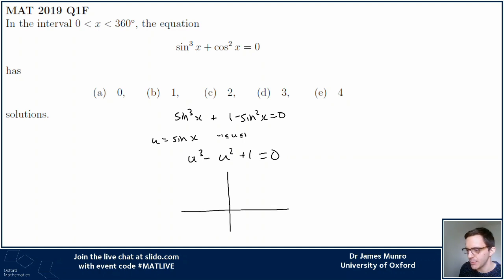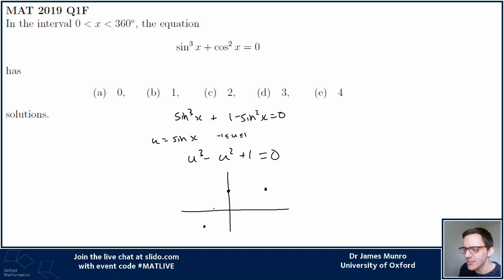Okay, let's plug in some special values. When u is 0, this is 1. When u is 1, this is 1 minus 1 plus 1 is 1. When u is minus 1, this is minus 1 minus 1 plus 1 is minus 1. Yes, minus 1 minus 1 plus 1 is minus 1.